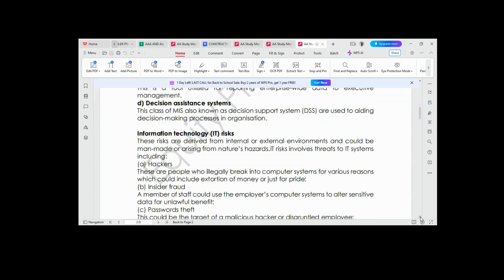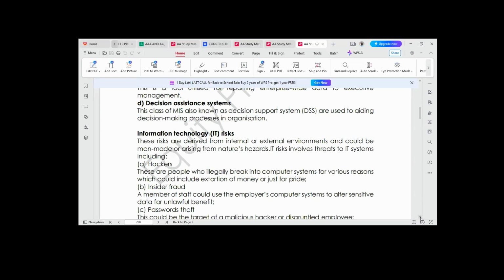One of the risks of IT is what we call hackers. Who are hackers? Hackers are people who allegedly break into your computer system for various reasons, which could include extortion of money or just for pride.